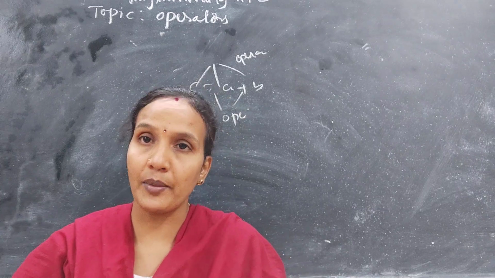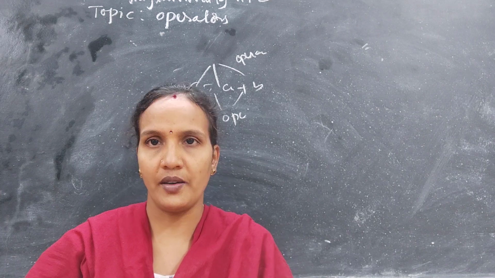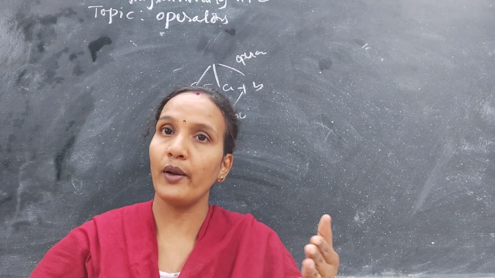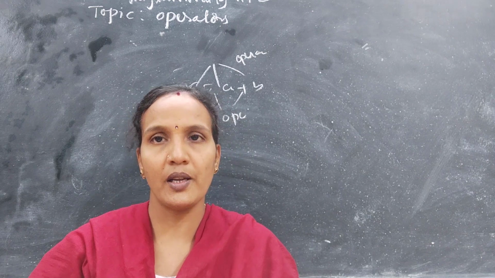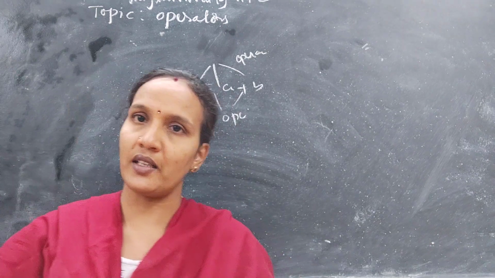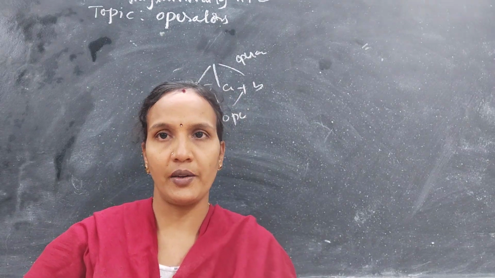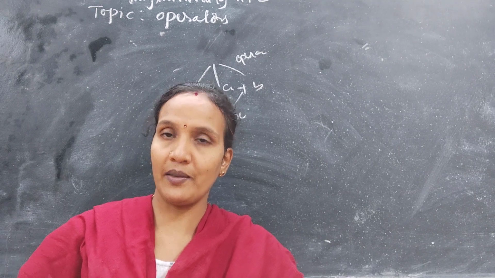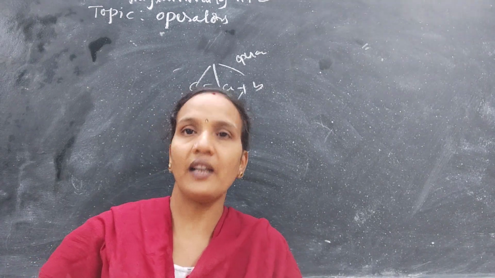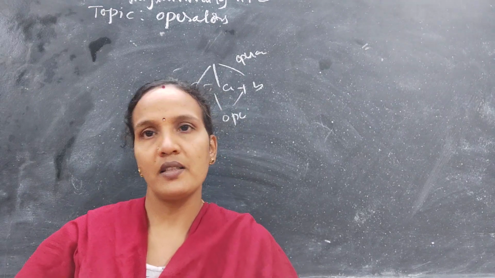And how many types of operators do we have? Unary, binary, ternary. What is a unary operator? If an operator is operating on only one operand, it is called unary. If it is operating on two operands, it is called binary. And if it is operating on three, it is called ternary. So based on how many operands the operator is dealing with, we have three types of operators: unary, binary, ternary.